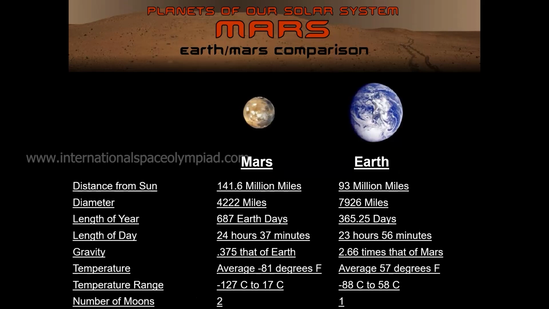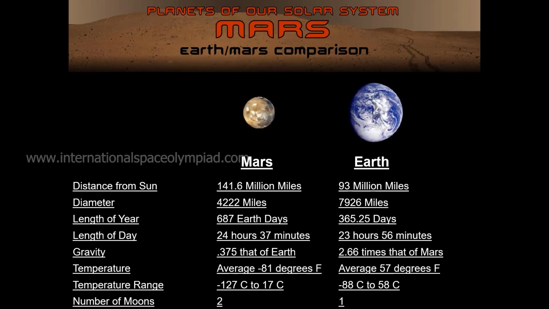Mars is 141.6 million miles away from the Sun. It has a diameter of 4,222 miles, and the length of year is 687 Earth days, which is almost double the Earth's year. But length of day is similar. Length of day on Mars is 24 hours, 36 minutes, which is slightly more than that of Earth. Then gravity is actually less because the mass is less.